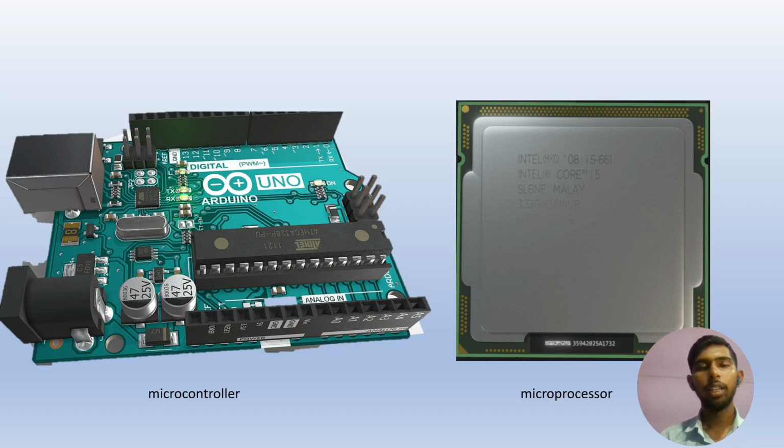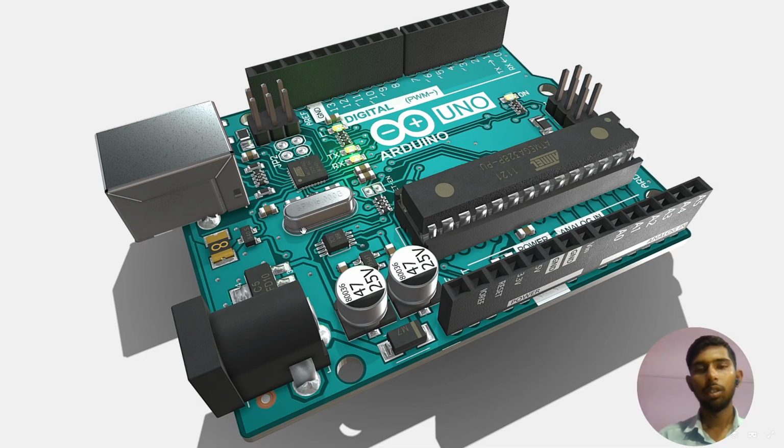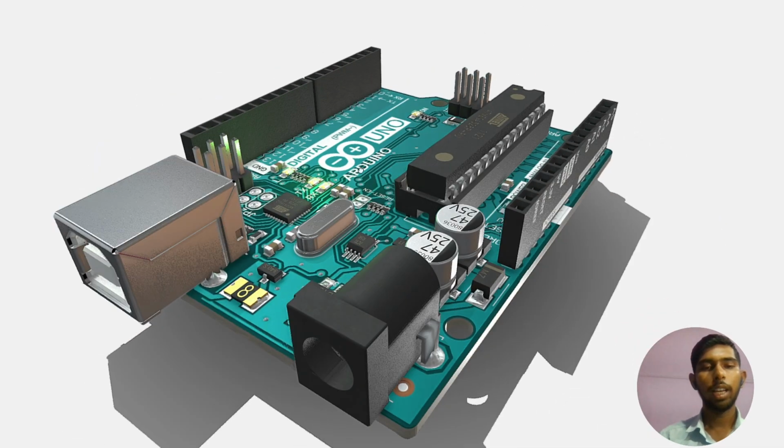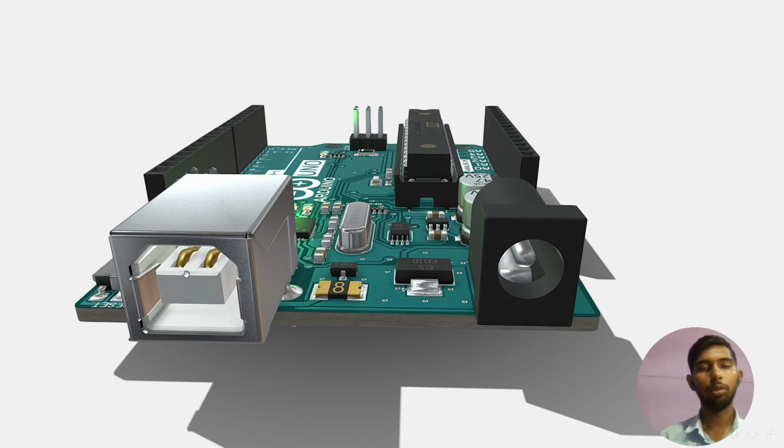Let me show you a 3D model of a microcontroller. It will be easier for you to understand. So this is a microcontroller known as the Arduino Uno. As I said, it has an inbuilt power supply. This is a USB jack. You supply power to this microcontroller using your computer system.